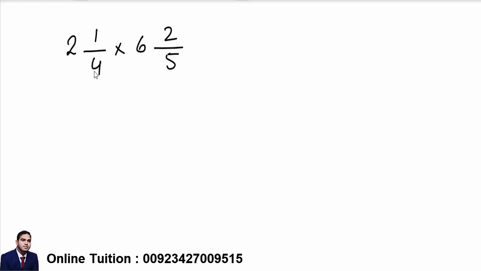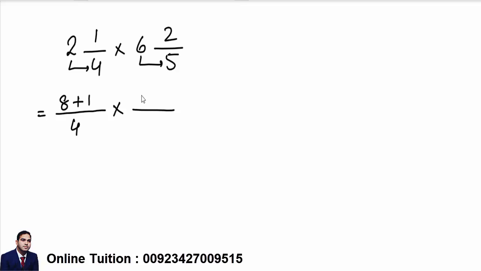In this video, we will do this question: 2 whole 1 over 4 multiply 6 whole 2 over 5. Multiplying mixed numbers, mixed fractions. So first of all, 2 multiply with 4. This is 8. 2 4s are 8 plus this one, 1, over 4.